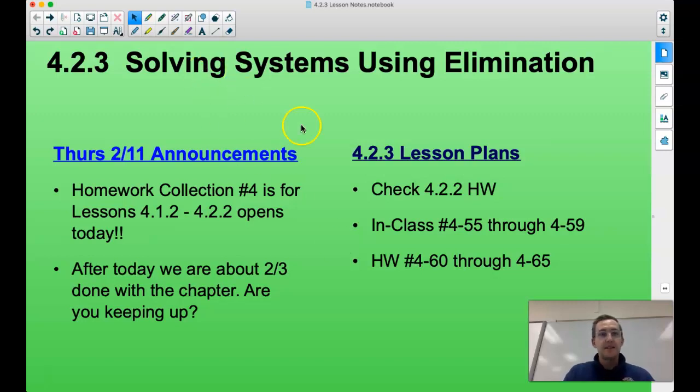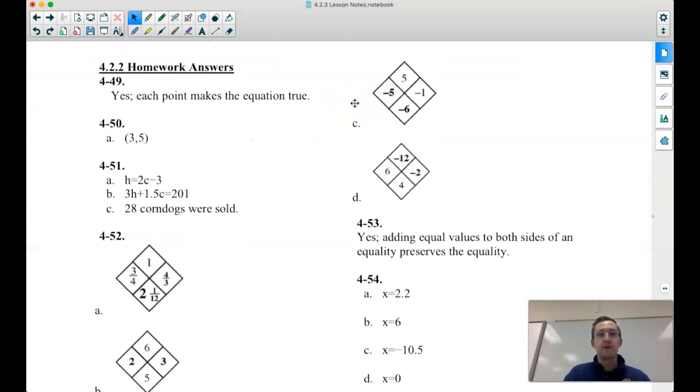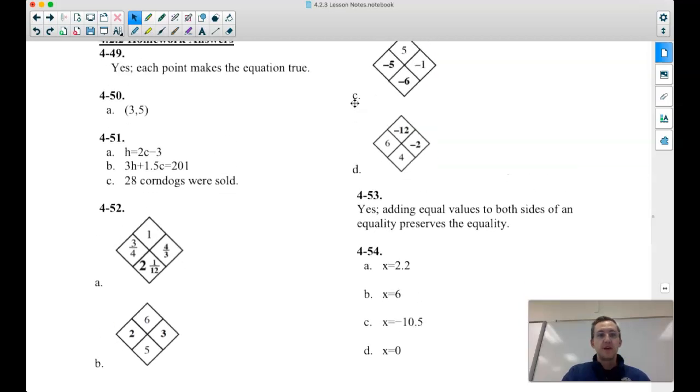That being said, we're going to first flash those homework answers up really quickly, because you can pause the video. Then we're going to jump into 4.2.3, solving systems with elimination. So there we go. Homework answers. Pause that video. That's all we got.